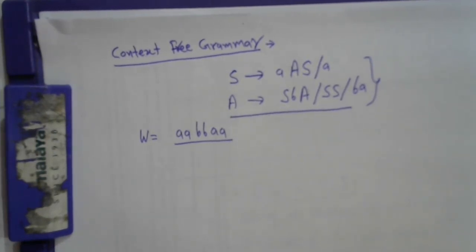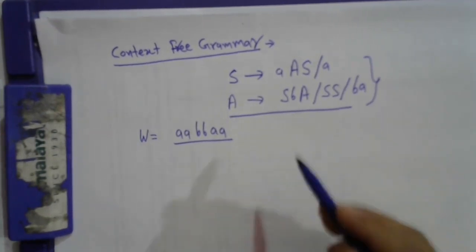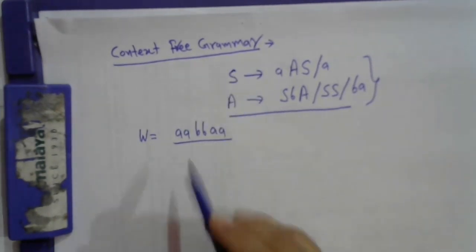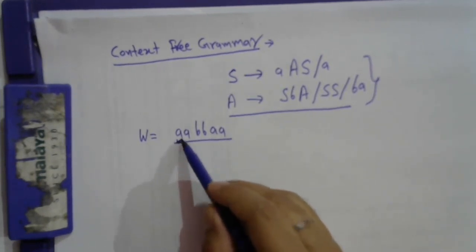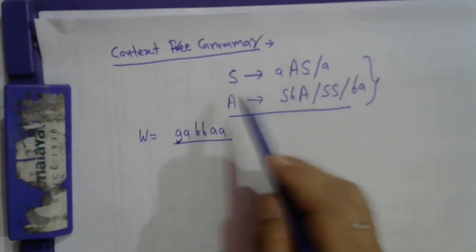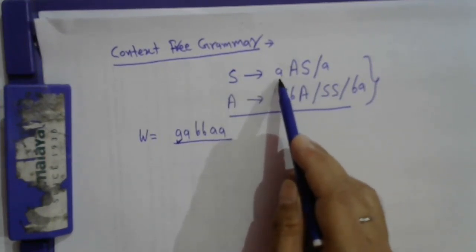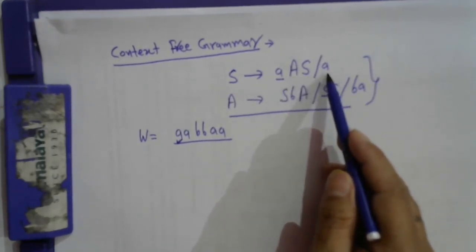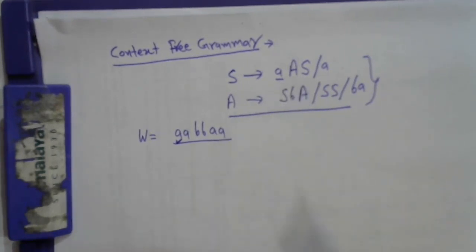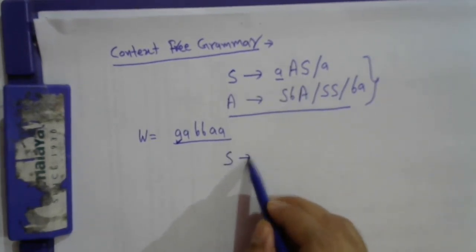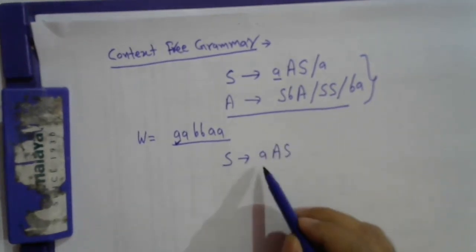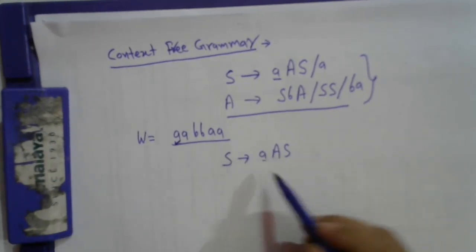Then how can you derive this string W with the help of this grammar? It is a very simple rule. You start any string with the help of the start symbol S. Then find the first alphabet, which is a, and see from which production you get it. There are two productions of S. One starts with a and terminates here, but this string is not terminated here. So we put S goes to aAS here. Then we get the first a, and again we want the second a.